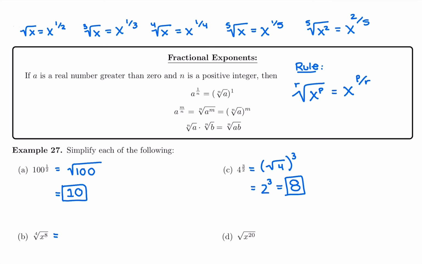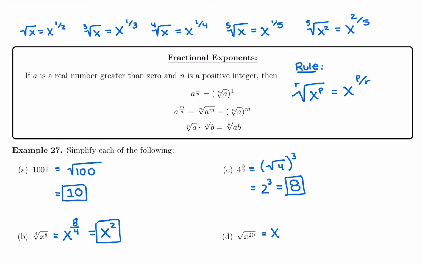With something like x's, we do have to know this property, though, because we don't have a calculator to just say what the number would be. So we would have something like x to the power over root. So power is 8, root is 4. We have x to the 8 divided by 4 is 2. That would simplify to just be x squared.